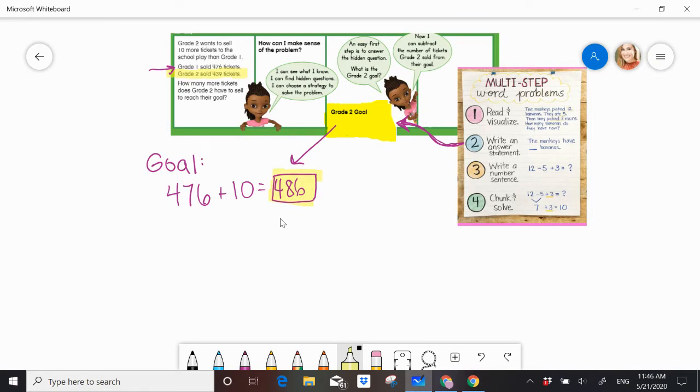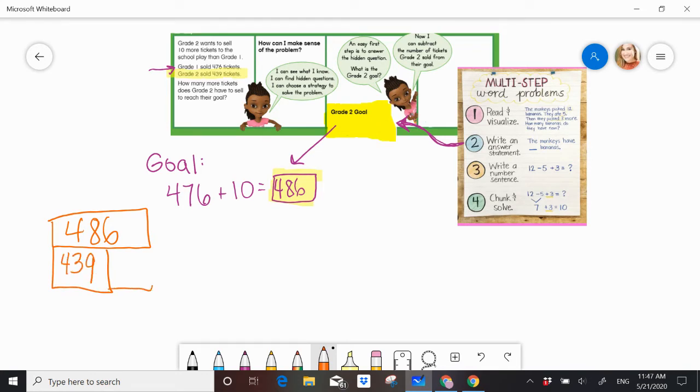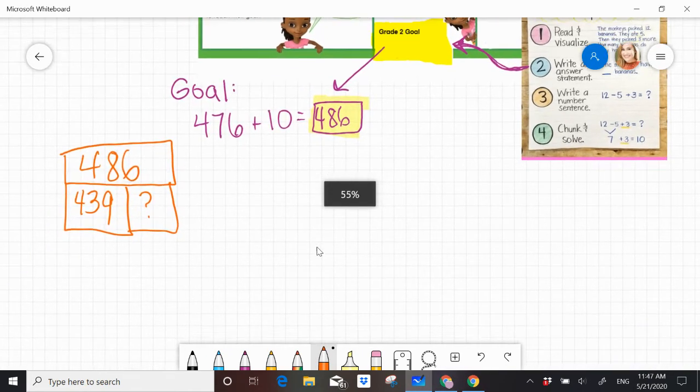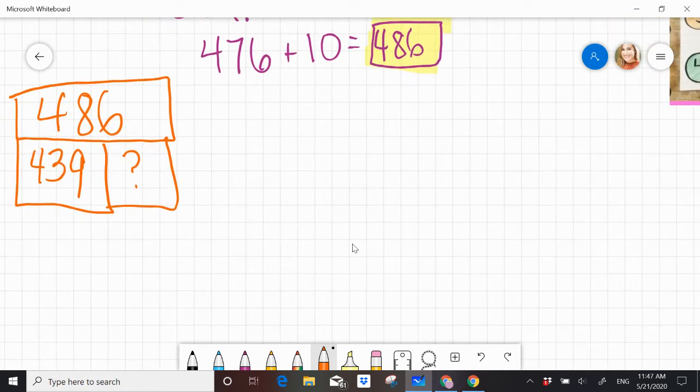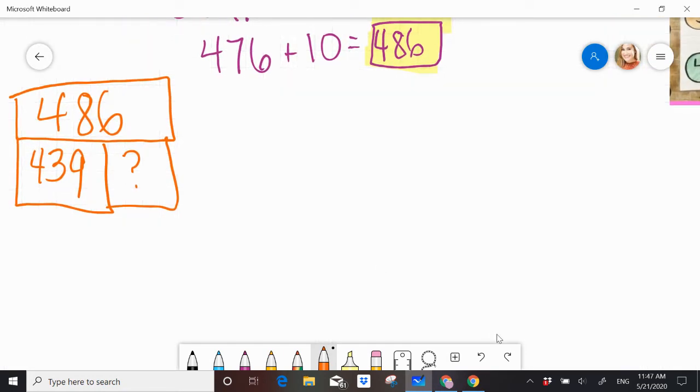So we're going to do 486 minus what they have sold so far. If I want to set up, I'm going to visualize, I'm going to set up a part whole chart. They want to sell 486. The part they have is 439. The part that they need is unknown. So they have some so far, but they definitely don't have all. So now let's solve for that unknown part.